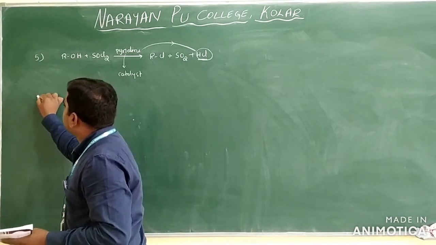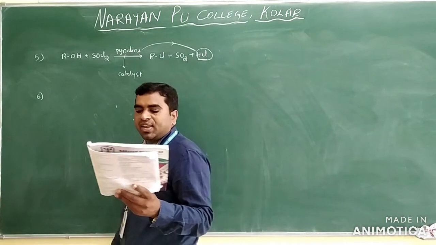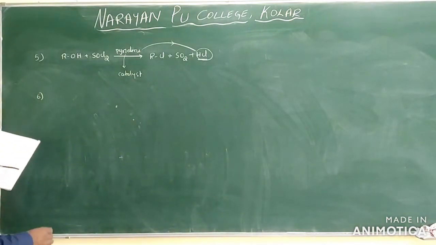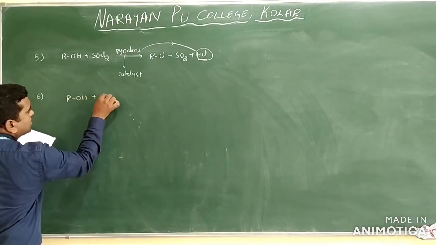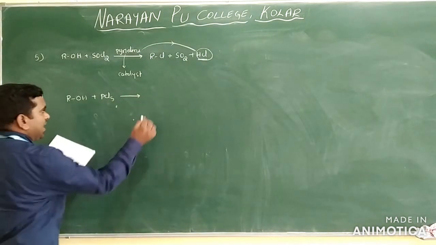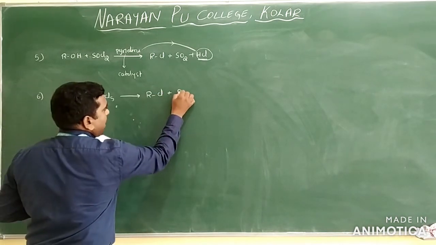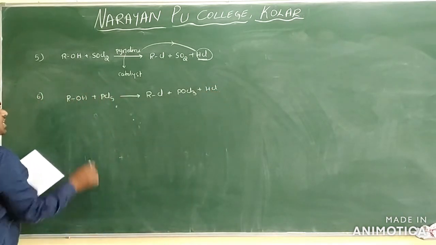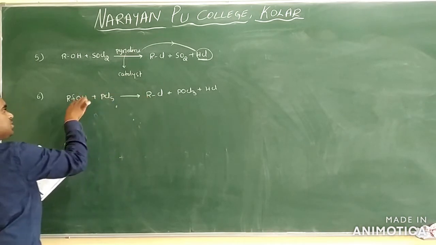Next one, question number 6. Reaction of alcohol that does not show cleavage of the RO linkage. See the first option. ROH, we have already discussed PCl5 reaction with the alcohol, which generates alkyl halides. You will get RCl plus POCl3 plus HCl. Which bond cleavage takes place here? The RO bond. OH is removed and Cl has been introduced.